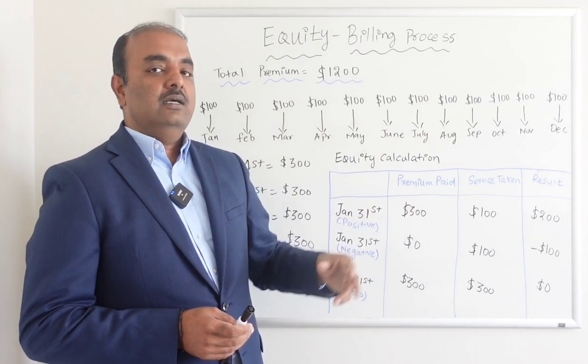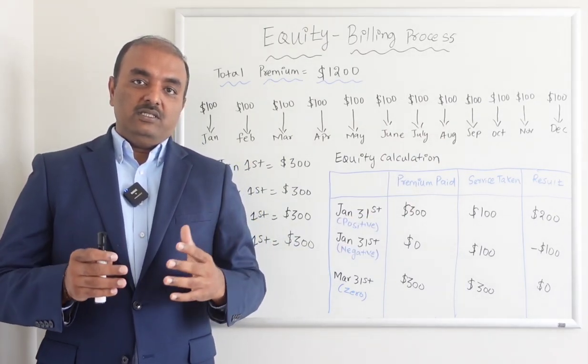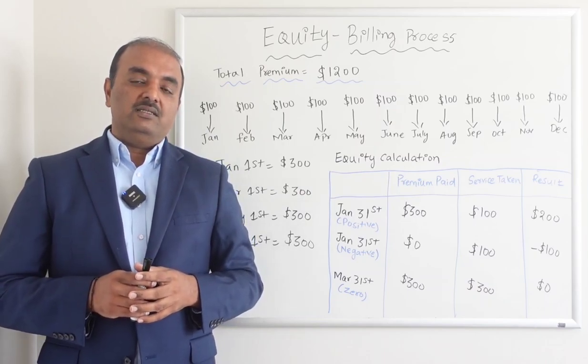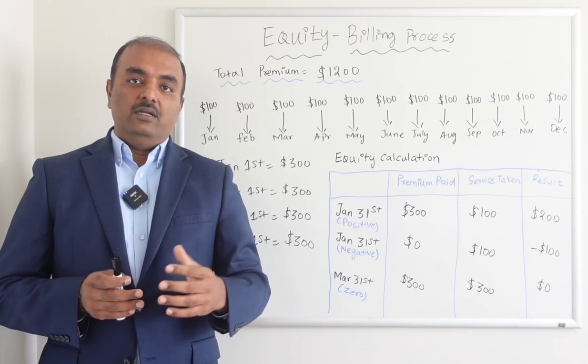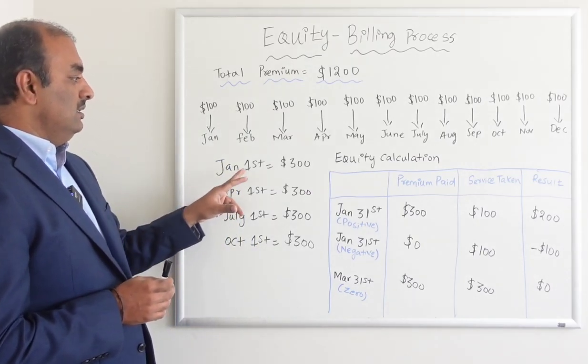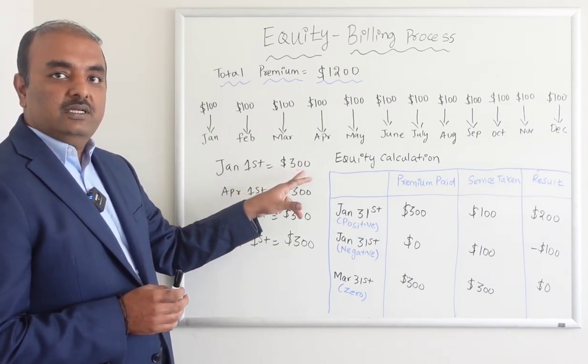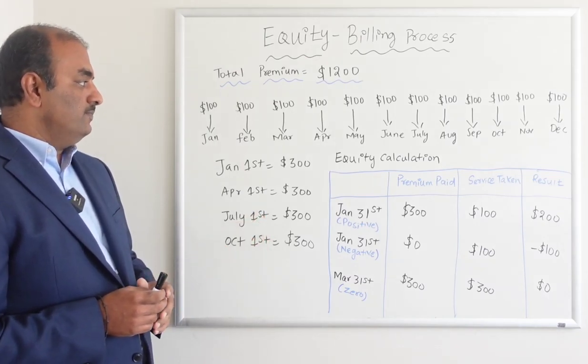And most of us know the way the customer makes a payment is through payment plans. When I say payment plans, they can select quarterly or annual or semi-annual. So in this example, let's assume it's quarterly, which means you pay the first quarter of $300, for the second quarter another 300, and it goes on like that.